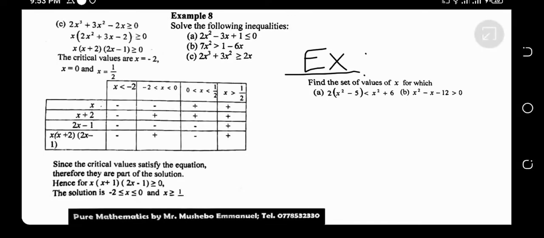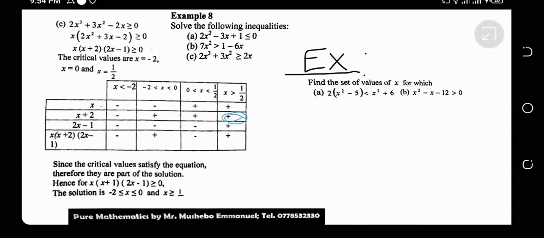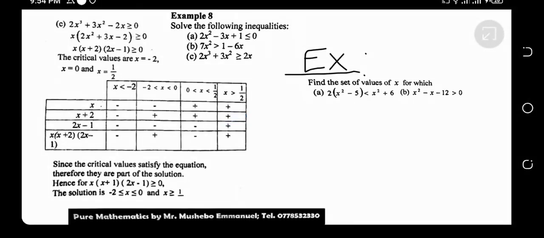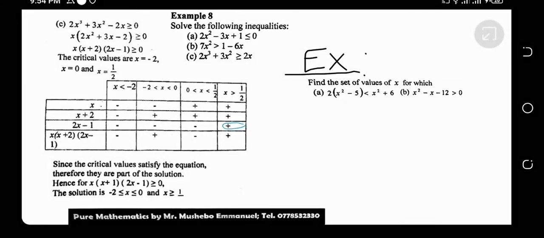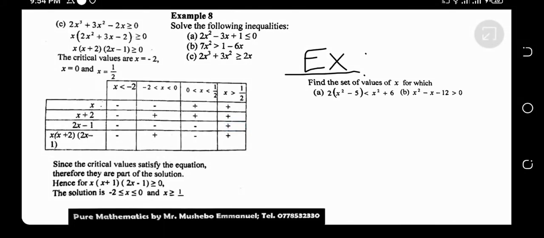Lastly, we test that region beyond a half, and we can pick, for example, x as 1. So the value of x is 1. When you come here, 1 plus 2, we get 3, which is positive. Then 2 times 1 minus 1, we get again a positive value. So the overall sign, positive times positive, we get the overall sign as what? Positive. So that is the table.